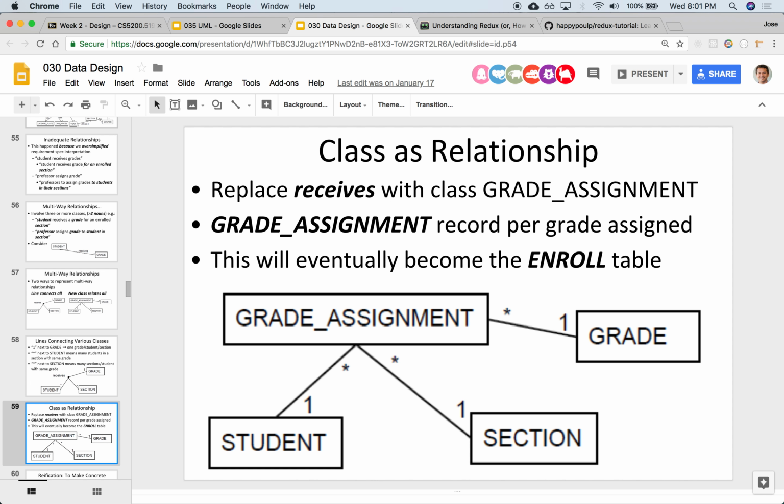This will eventually, right? So notice that we're going towards the end result, that eventually this will become the enrollment table. That's where we're going, and as we go towards that, at some point we're going to make the decision that it's not worth having a whole table just to capture the grade. There are only 10 values, A, B, C, D, those are the possible grades. We're not going to repeat them.